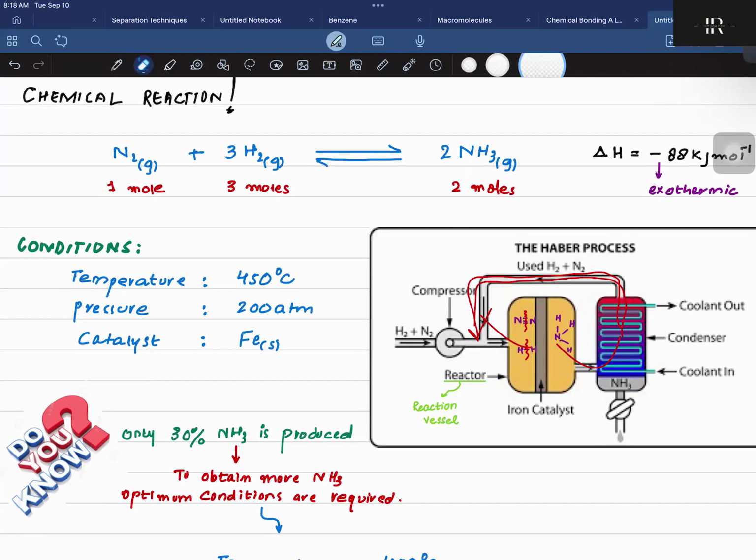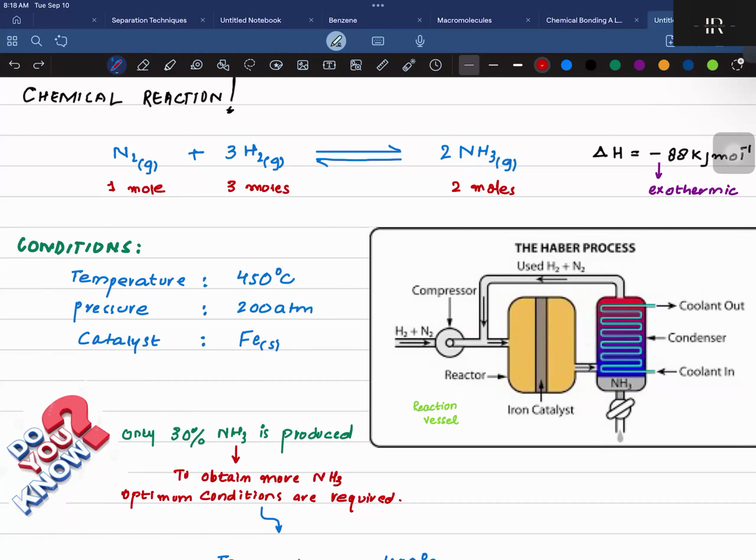So basically this is the process that goes on to form ammonia. This is the diagram which is going to tell you how the ammonia is going to be made through this reaction. So these are the reaction conditions, okay?